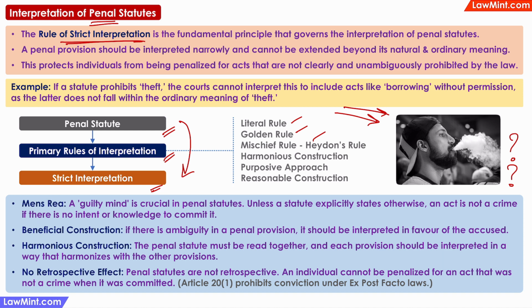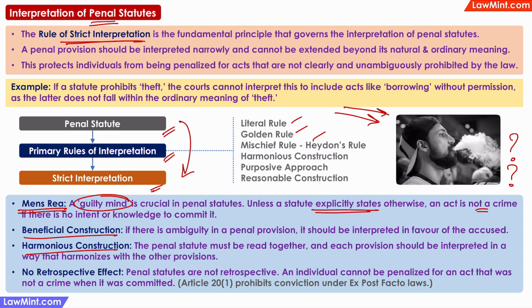While interpreting penal statutes, the concept of mens rea or guilty mind also becomes very important. That is, unless the statute explicitly says so, an act will not be a crime unless the person intentionally commits it. If an act was unintentionally committed or accidentally committed, then it will not automatically become a crime. The other principles that are applied are beneficial construction and harmonious construction.